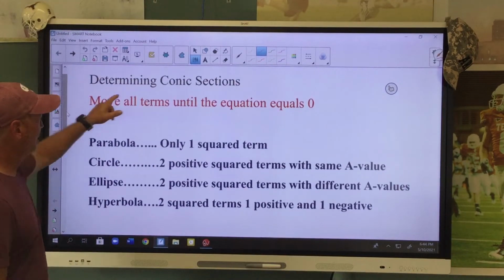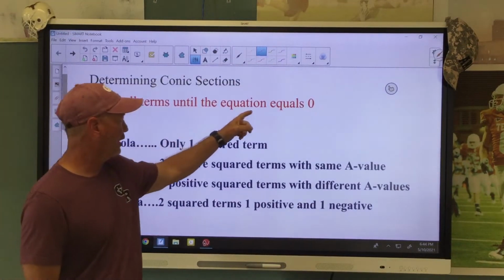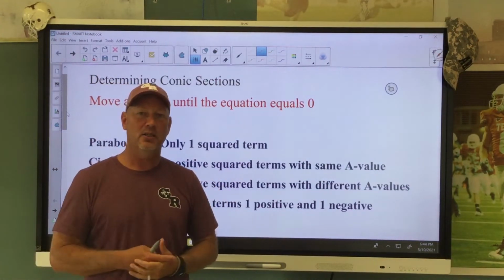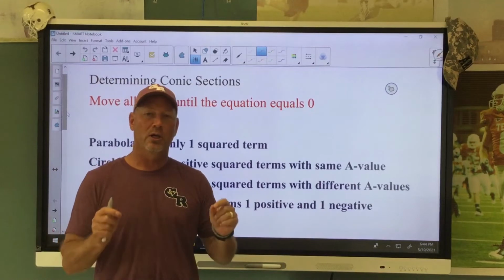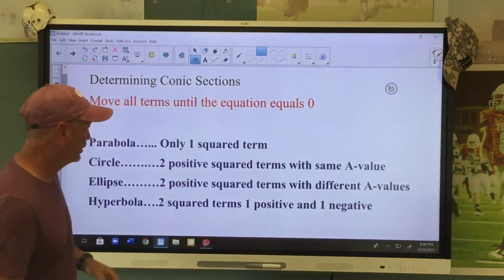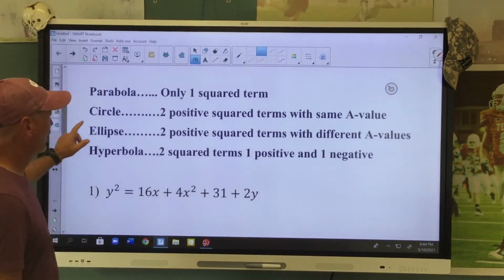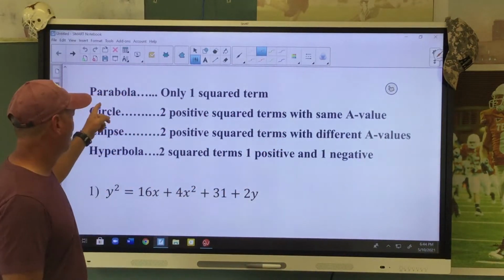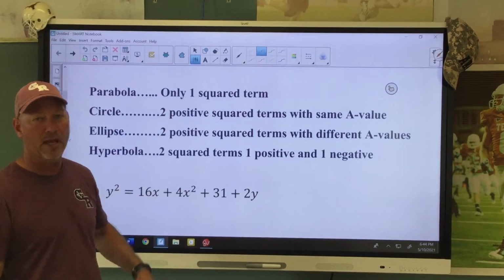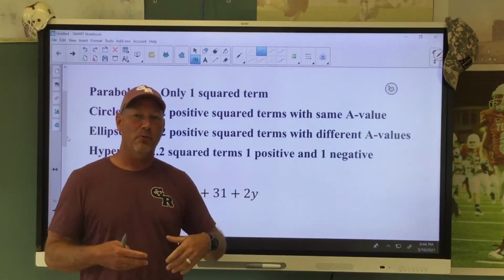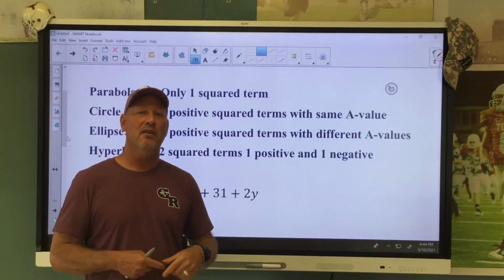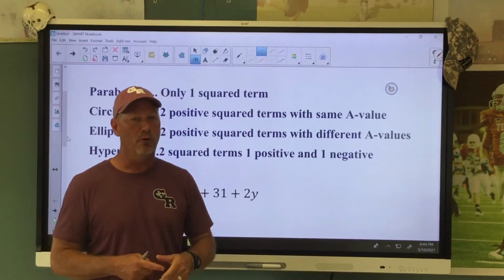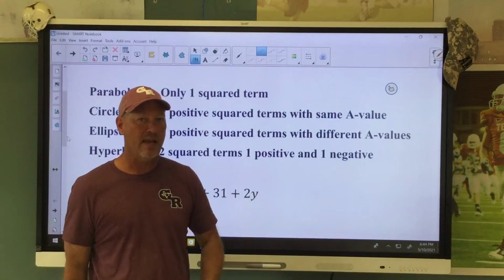When we're going to determine conic sections, we're going to ask you to move everything to one side. Move everything to one side, make it equal to 0. Once you get it to 0, here's the rules on how to determine. If there's only one squared term, then you're going to deal with the parabola. And you have to be careful. Normally when we complete the square, it puts it in vertex form.